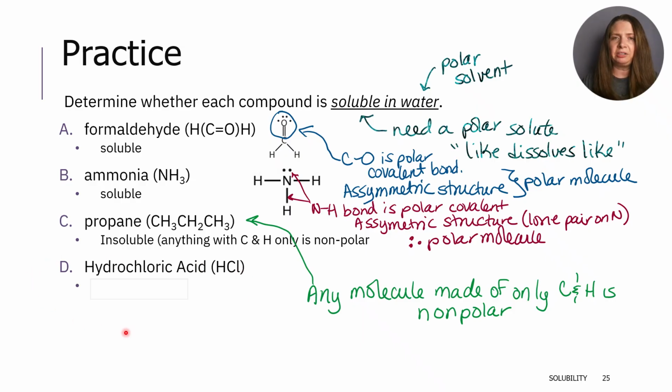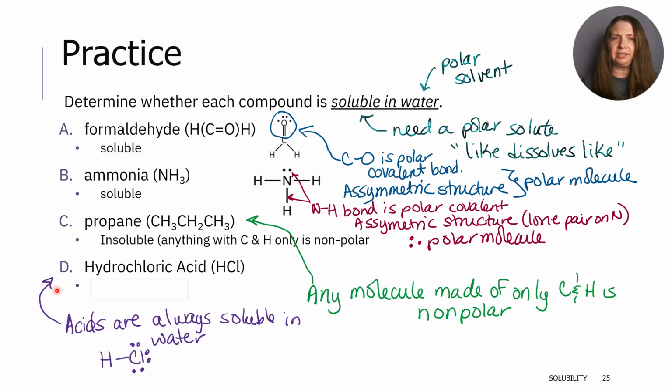Finally, we have hydrochloric acid. Remember that all acids are soluble in water. Hydrochloric acid is a strong acid, so once dissolved, it actually completely ionizes into separate hydrogen and chloride ions.